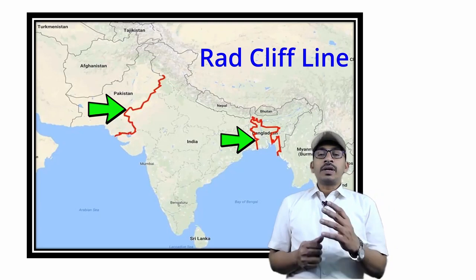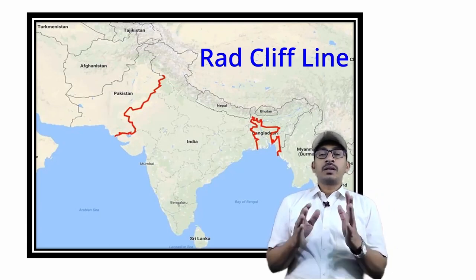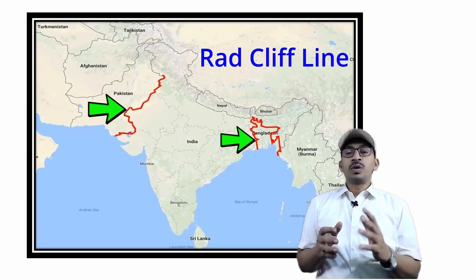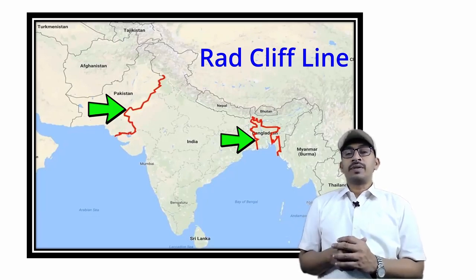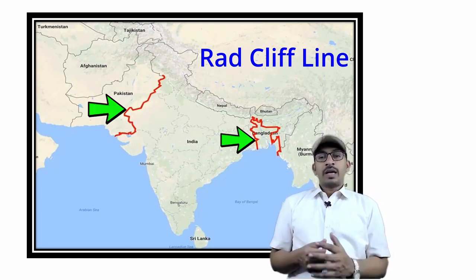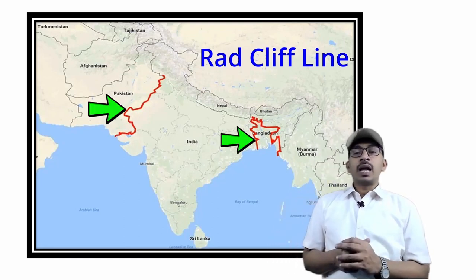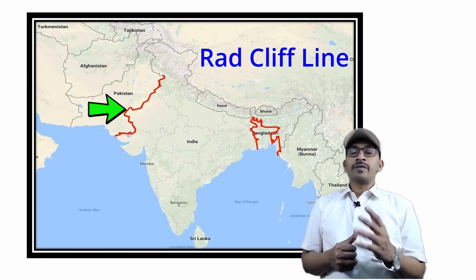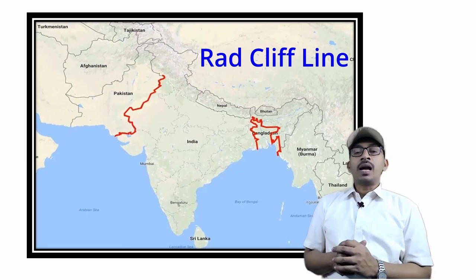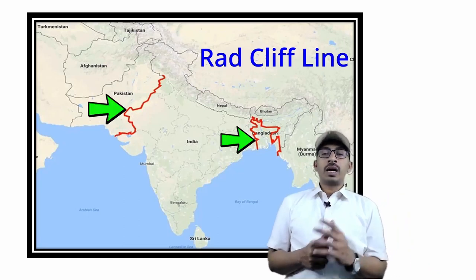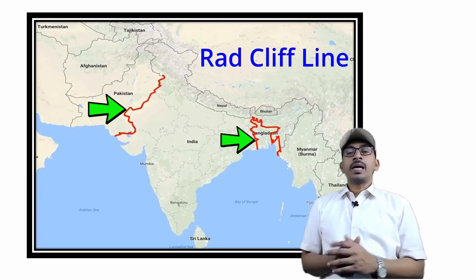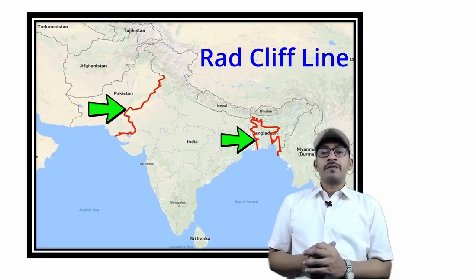From 1947 to 1971, the boundary between India and the two territories of Pakistan had one fixed boundary. Even today, we have the boundary line specified by Radcliffe, which is known as the Radcliffe line, between India and Pakistan and between India and Bangladesh.